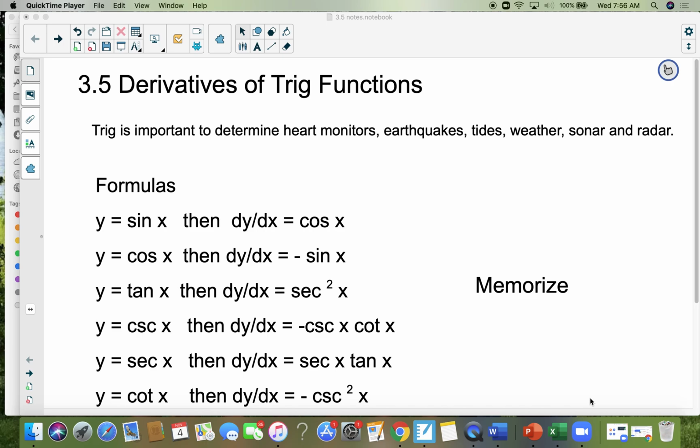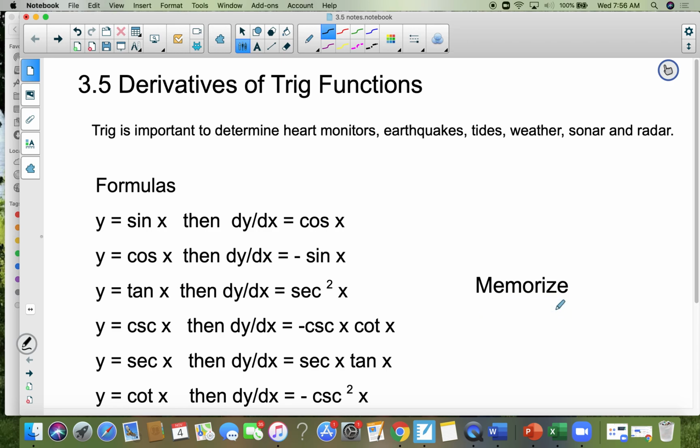3.5, we are learning how to find the derivative of trig functions. So these are the 6 formulas, and yes, you need to have them memorized for the test that's coming up. The derivative of the sine of x is cosine of x. The derivative of cosine of x is a negative sine of x.